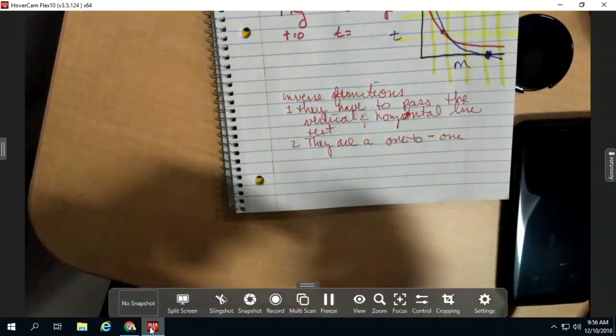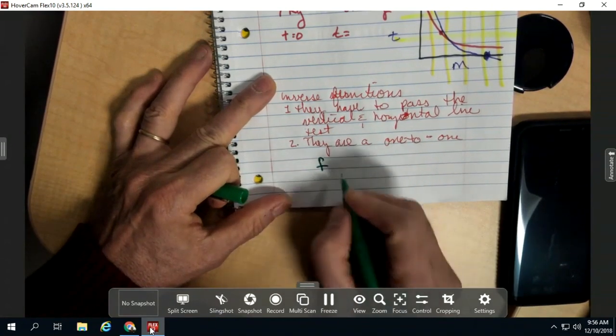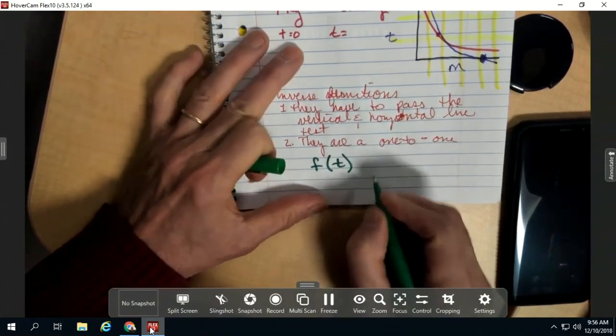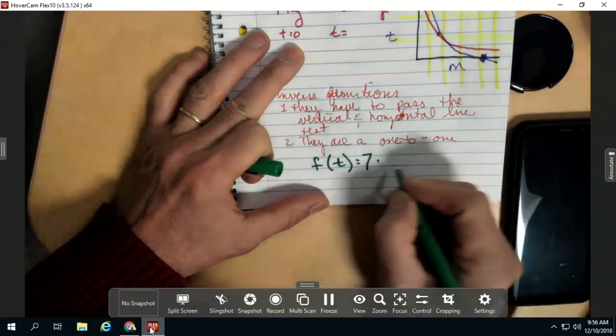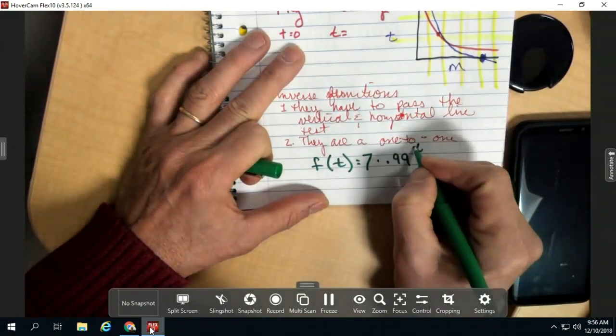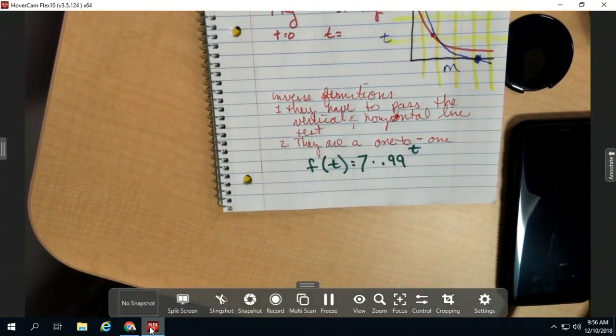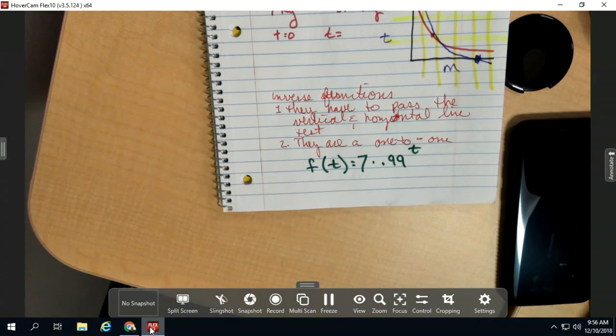So up until now, we've been dealing with a function written this way. F of t is 7 times 0.99 to the t. Question number 1. What is the beginning value? 7. Question number 2. What is the ratio between the next value and the previous value? 0.99. How far apart are they? Whatever that value of t is. In this case, t is 1.